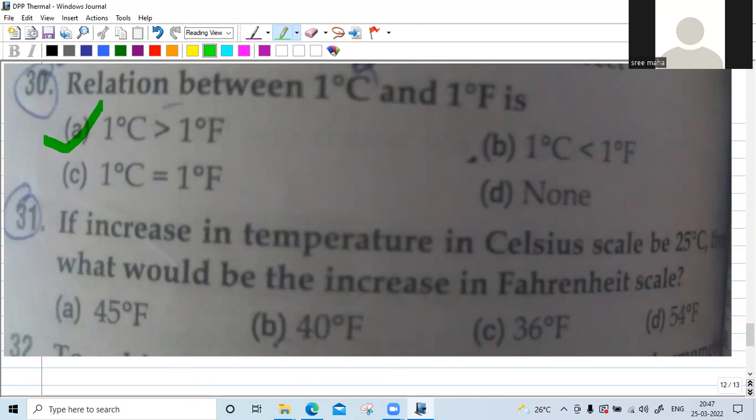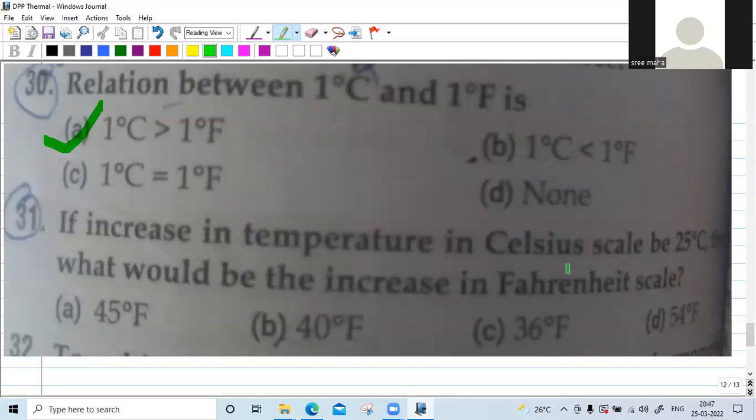Similarly, see in the Celsius scale between ice and steam point, there are 100 divisions. In the Fahrenheit scale, how many divisions are there? 32 and 212, right? It's around 180, right? So in Fahrenheit there are more divisions, so one division is smaller, corresponding to an absolute temperature. So the Fahrenheit scale is finer compared to the Celsius scale. So a 1 degree Celsius temperature difference is more compared to 1 Fahrenheit.